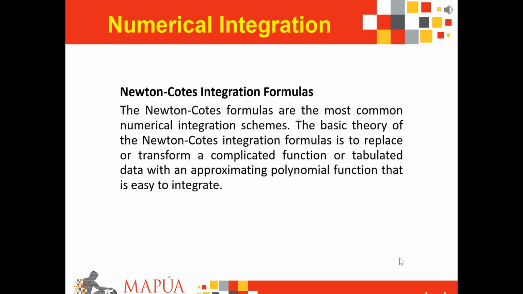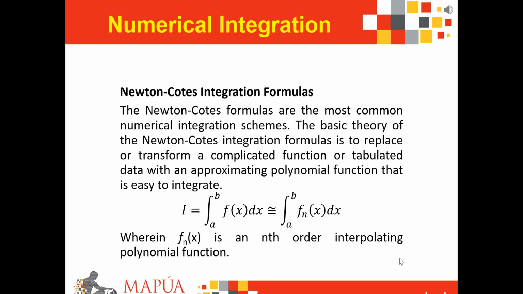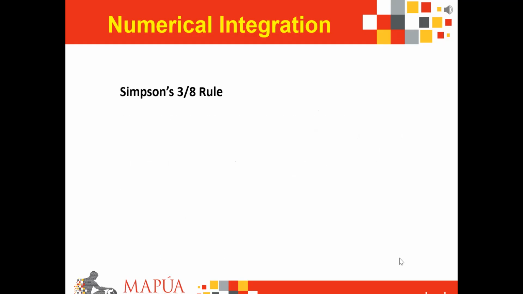The Newton-Cotes formulas are the most common numerical integration schemes that are used to estimate the integral of any given complicated function, the concept of which is to replace or transform this complicated function or tabulated data with an approximating polynomial function that is now very easy to integrate. This fn of x is an nth-order interpolating function used for estimating the integral of your given complicated function.